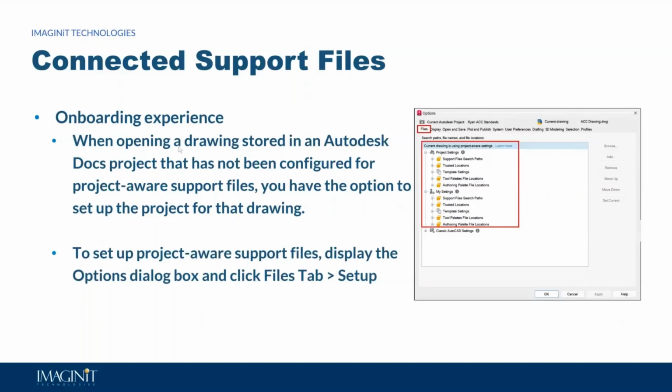So with the onboarding experience, when you open a drawing stored in an Autodesk Docs project that has not been configured for project-aware support files, you have the option to set up the project for that drawing. To set up project-aware support files, display the options dialog box, click the Files tab, and then Setup. And you will see that you now have project settings, your personalized settings, and then underneath are your classic AutoCAD settings.